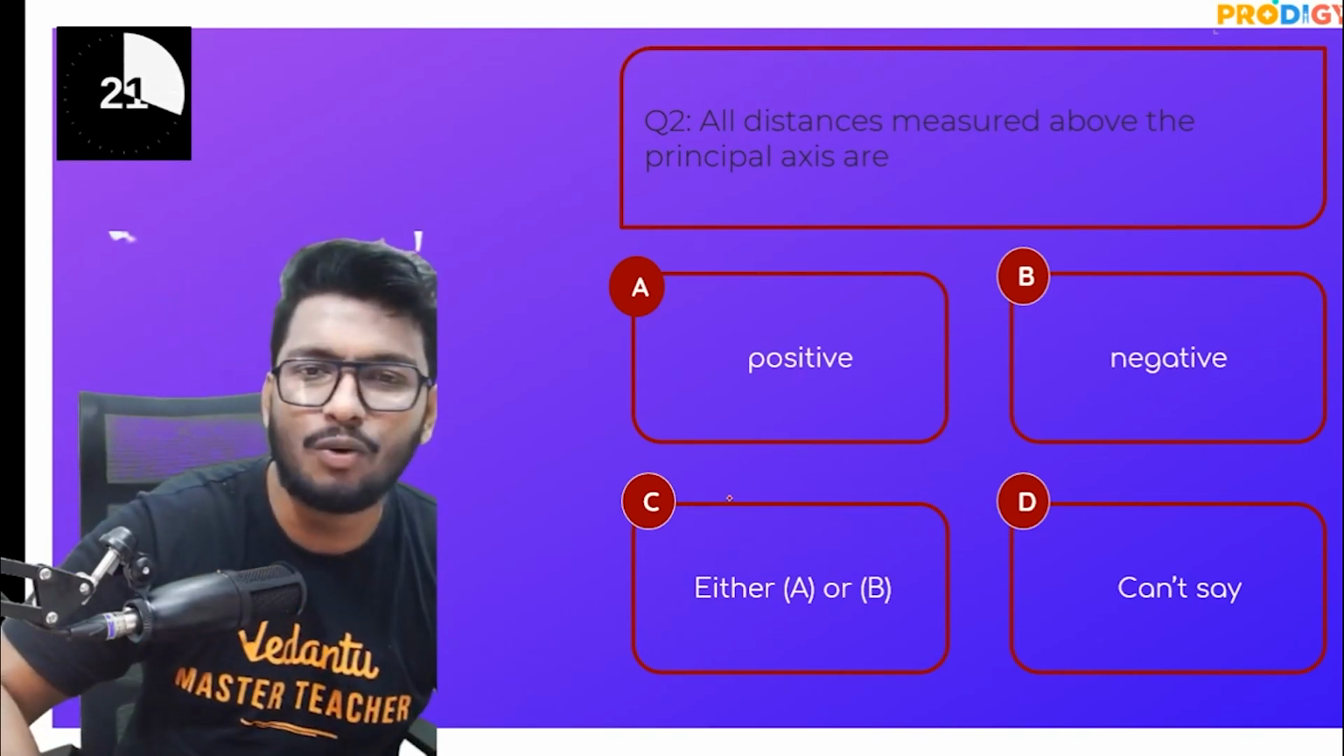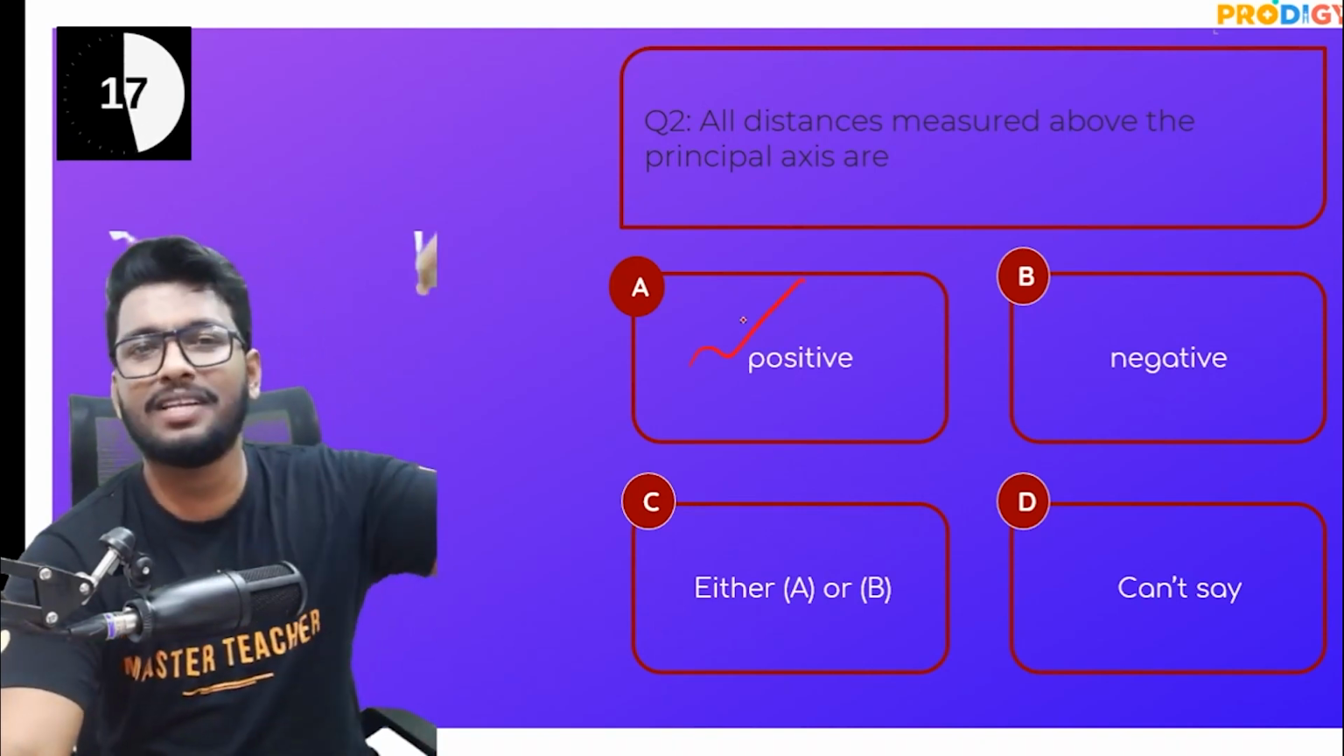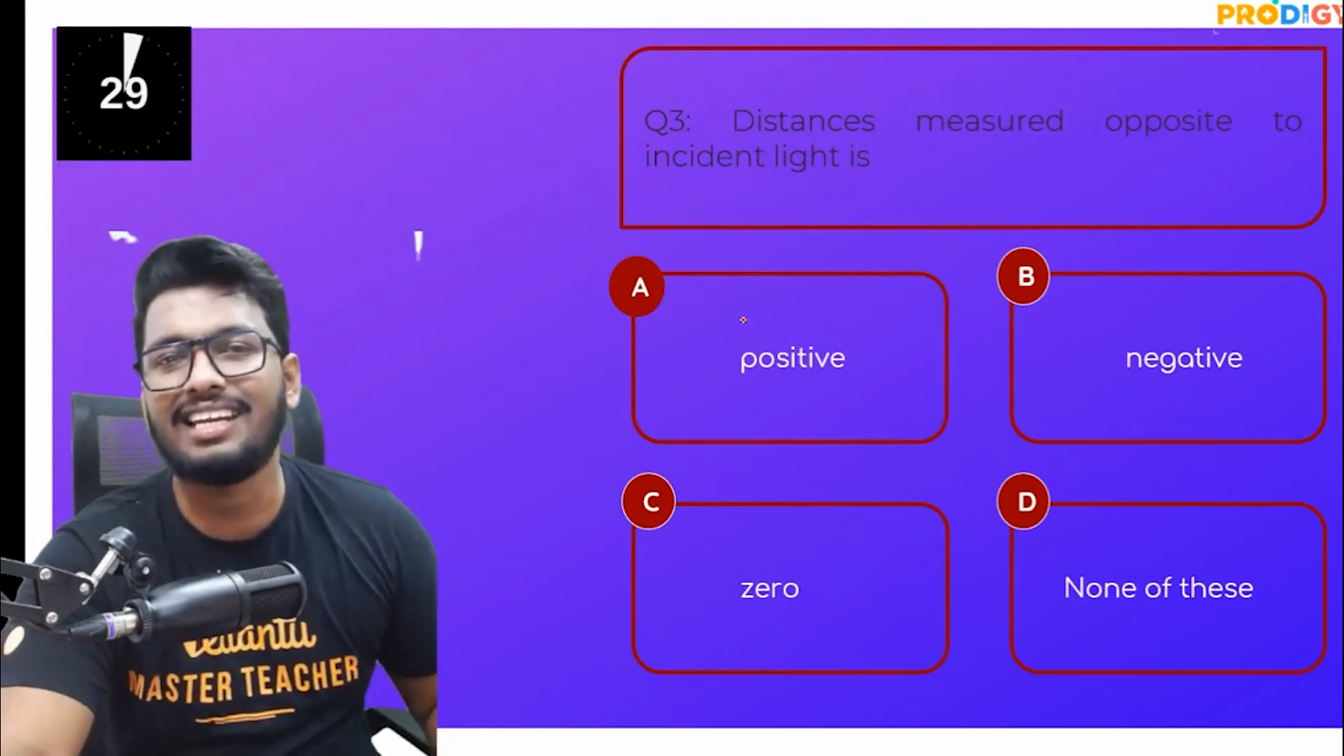So anyways, in 3, 2, 1, the answer is positive again, because all distances above the principal axis is taken as positive and all distances below the principal axis is taken as negative.